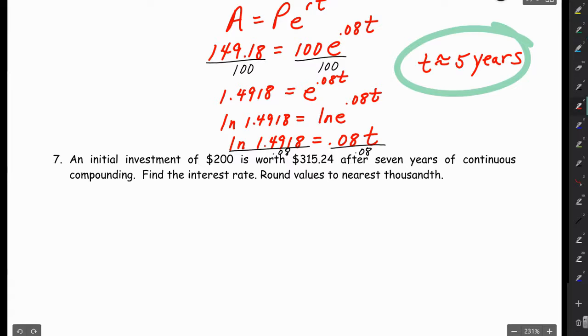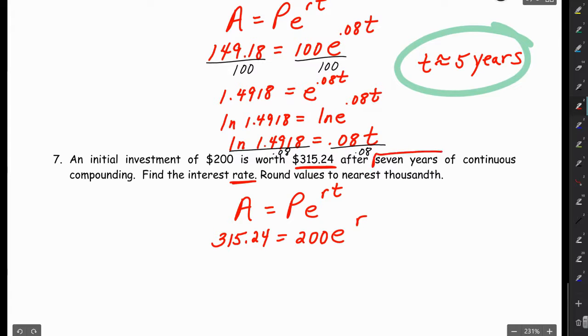So if you're not sure where to start, the best thing to do is just write the formula out and see what you can fill in. So we know that the account is now worth $315.24. Our initial value was $200. We are trying to find the rate, so we know r is going to be there. And we know that our time is given as 7 years. So we have e raised to the 7r.